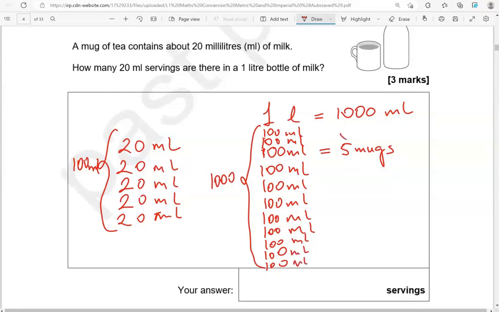And each of these makes 5 mugs. So we're looking at 10 lots of 5, which is 50 mugs or 50 servings.